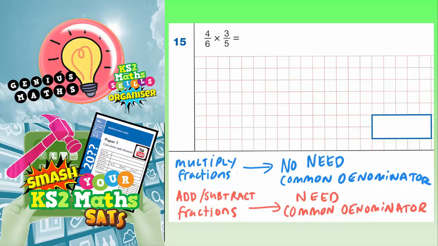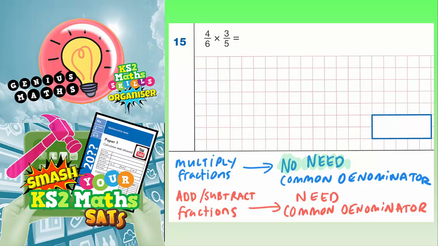Question 15. We've got 4/6 multiplied by 3/5. So we're multiplying some fractions here. And I've written a little note down at the bottom. If you're multiplying fractions, there is no need for a common denominator. But if we're adding or subtracting fractions, we do actually need a common denominator. But we are multiplying fractions here on question number 15, so we don't need a common denominator.